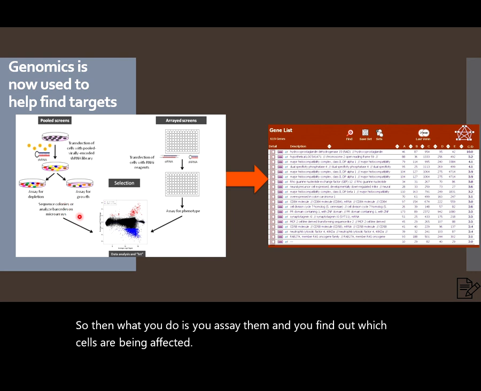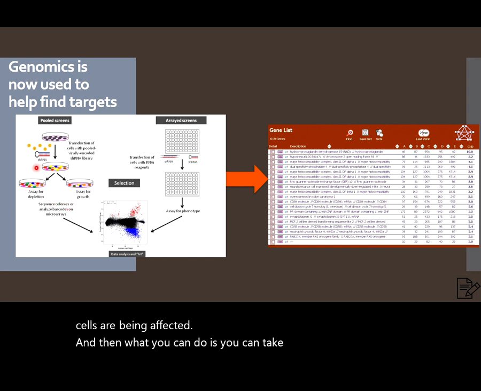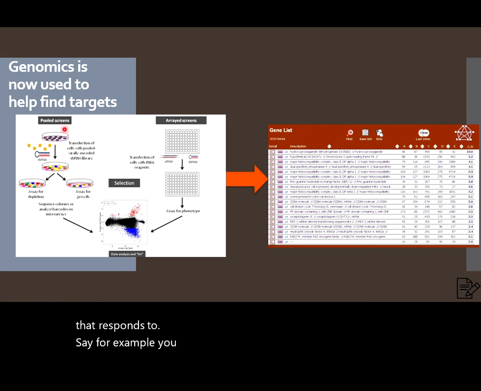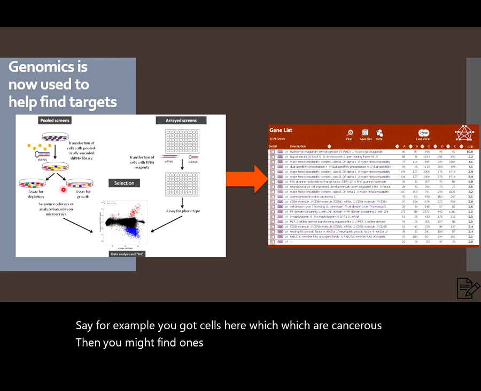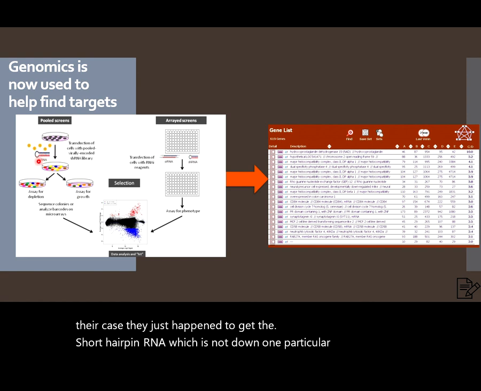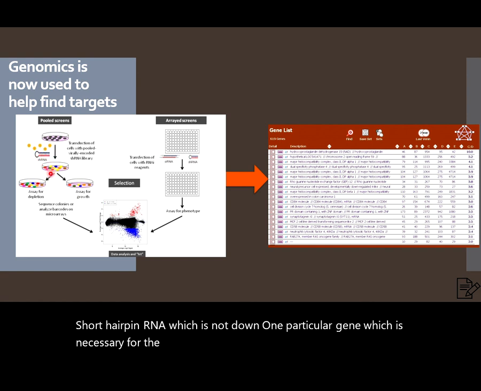And then what you can do is you can take those cells, and here's a trick, you add a barcode in this RNA so that once you take that cell that responds to, say for example you've got cells here which are cancerous, and you might find ones which don't grow anymore because in their case they just happen to get the short hairpin RNA which has knocked down one particular gene which is necessary for the tumour growth. You obviously want to know what that gene is, because that would make a great target, wouldn't it?